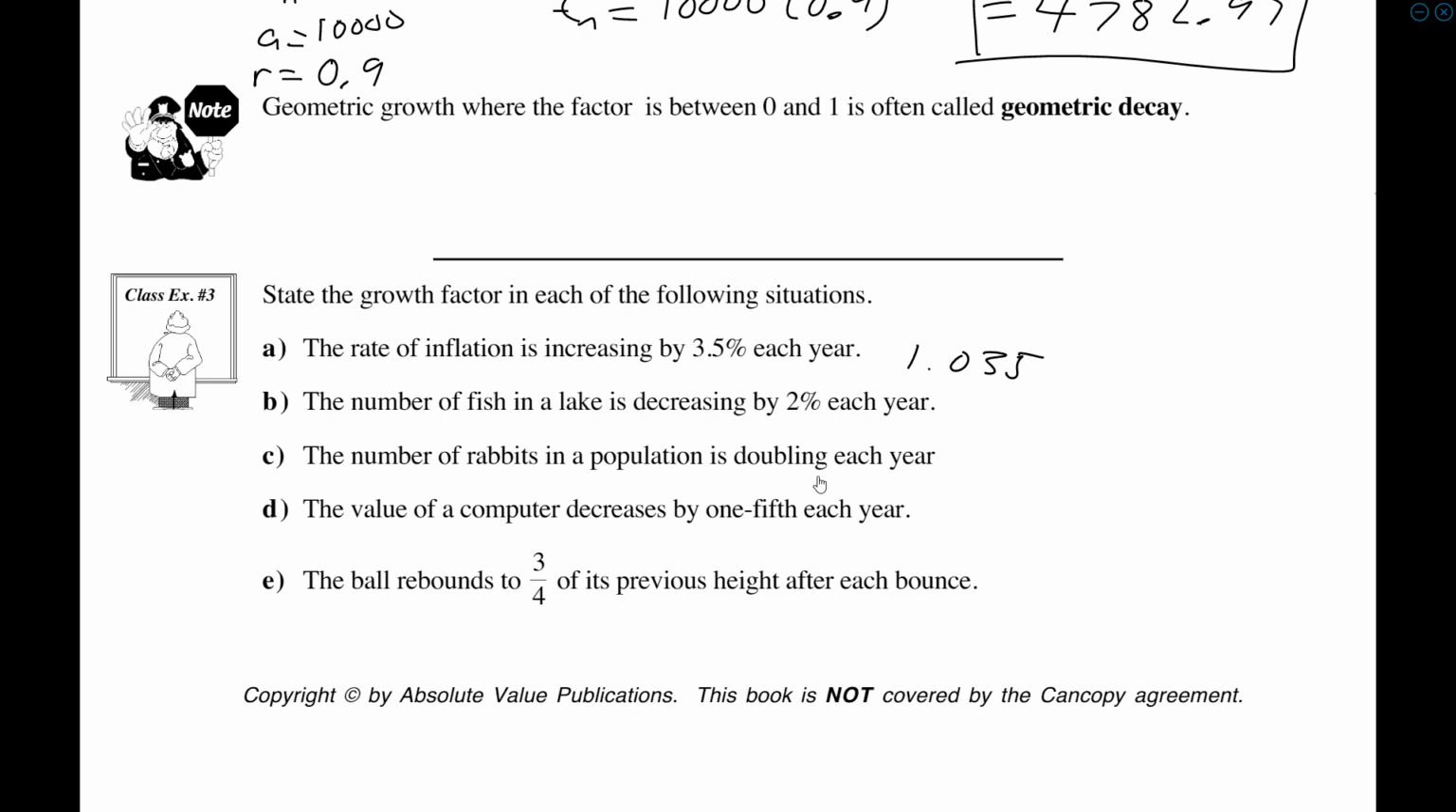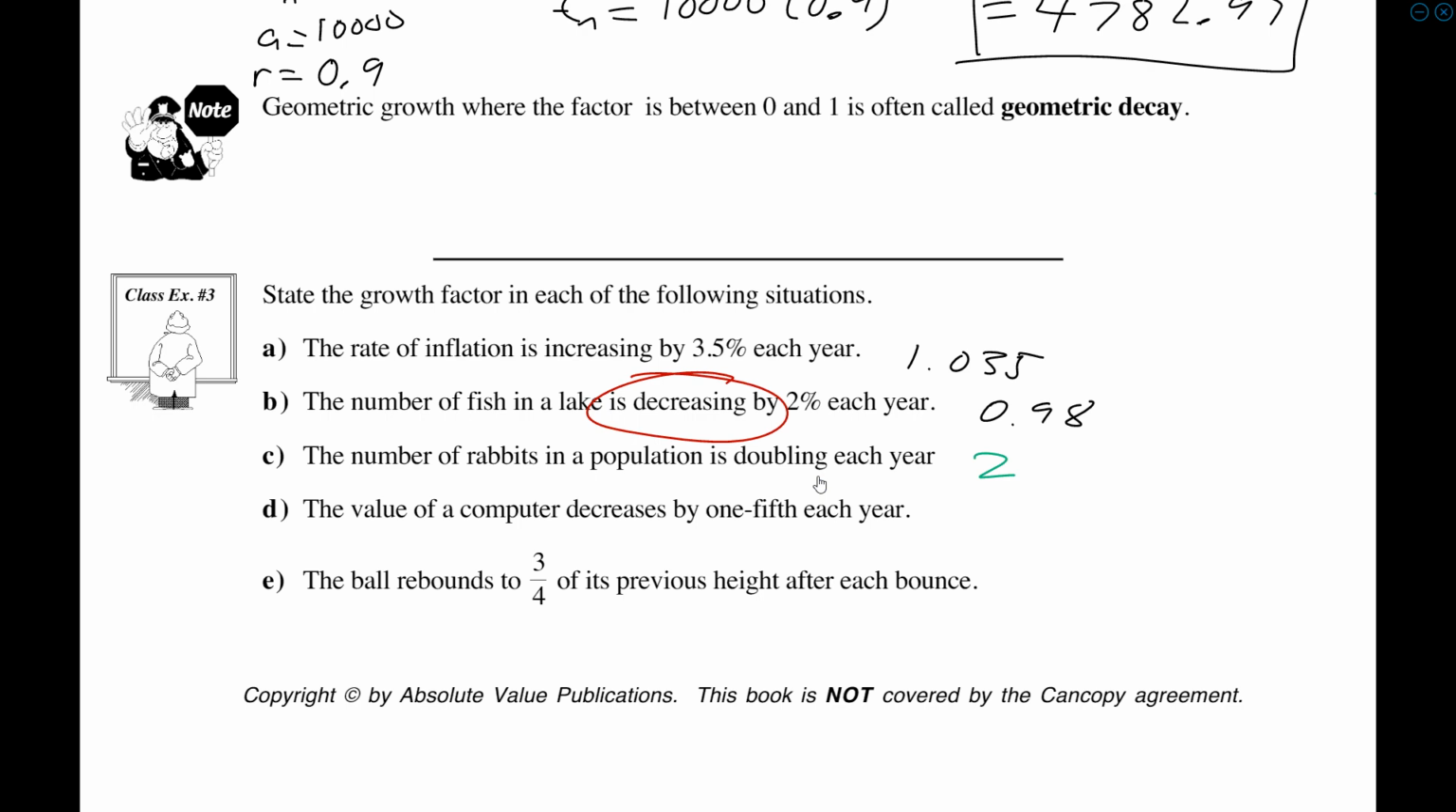Okay, how about this one? The number of fish in a lake is decreasing by 2%. Now, just notice something here. Decreasing by 2%. So what's 2% less than 100%? Yeah, so it's changing by 0.98, multiplied by 0.98. Good so far? We're tracking? I still have no idea what you're talking about.